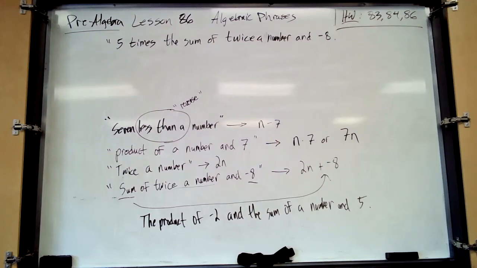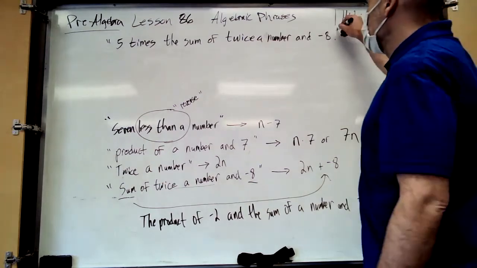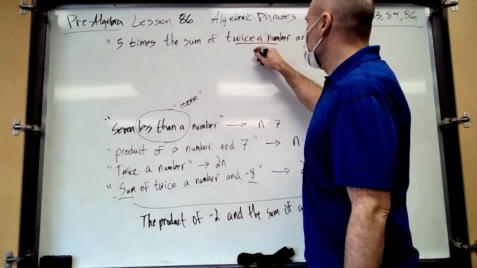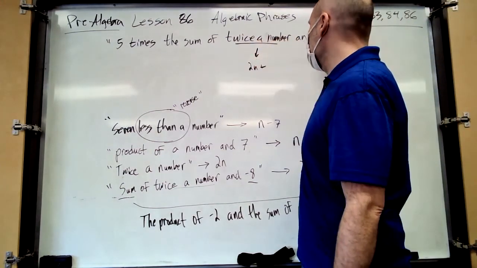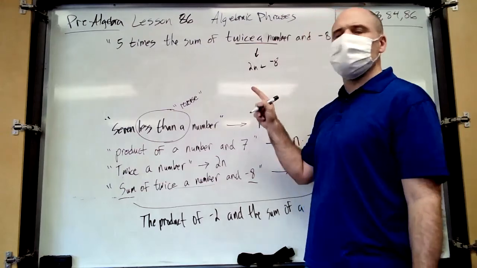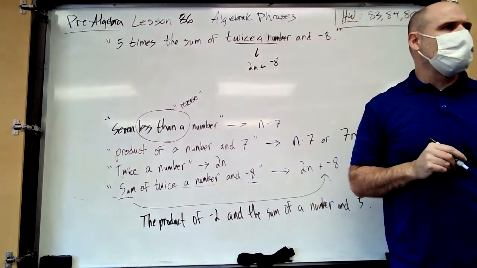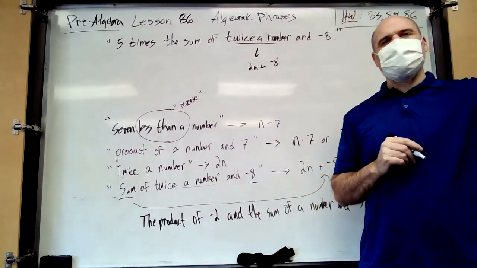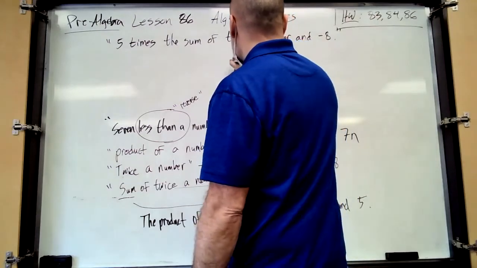It could be any number. We're not solving it. We can't solve a phrase because we're setting it up. So it's n times 2, plus negative 8, and then 5 times that. Okay, so how do you multiply 5 times this whole thing? You put it in parentheses. Yes!